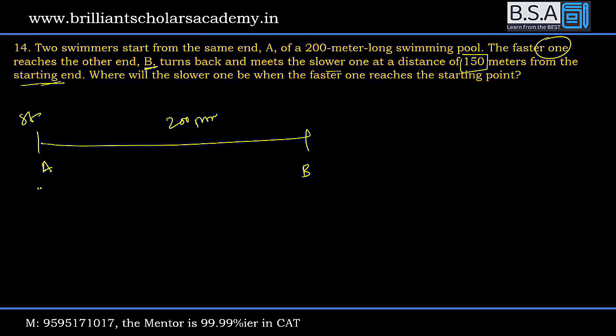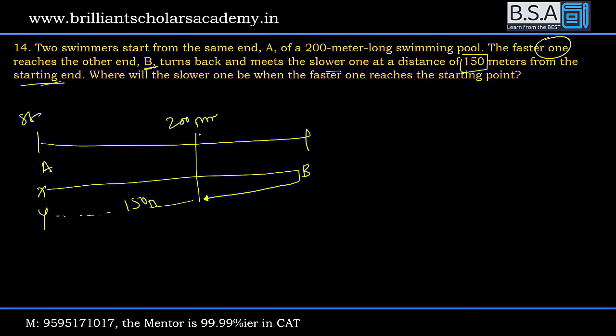What is the starting end? Starting end is A. So if I call them X and Y, X has reached B and is turning back. How far has Y traveled? Y has traveled 150 meters from A. I'm calling this point C. So what is the speed ratio here? Y has traveled 150 meters. In that same time, distance traveled by X is 250. So speed ratio is 5/3.